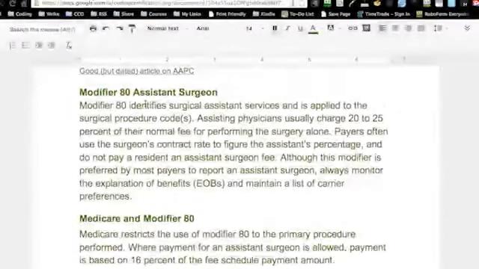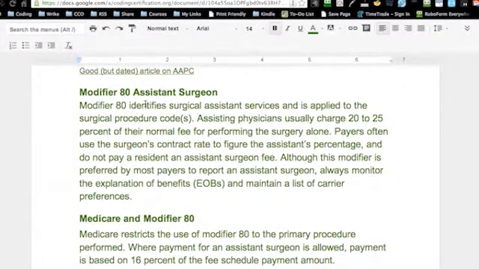So modifier 80 is the typical modifier you think of for assistant surgeons. You have a primary surgeon billing a procedure, and then you have someone that's assisting that primary surgeon. They both use the same CPT code, but the assistant puts an 80 on their code. And the payers, private payers, will typically pay 20 to 25%, and Medicare pays like 16%.